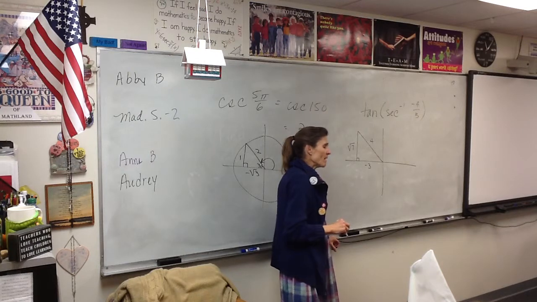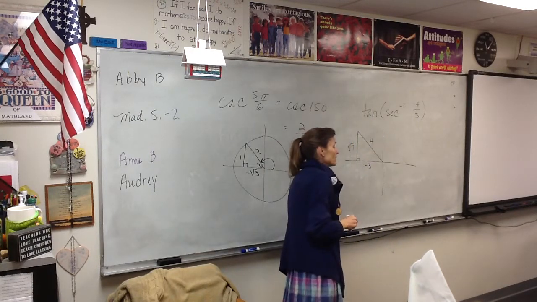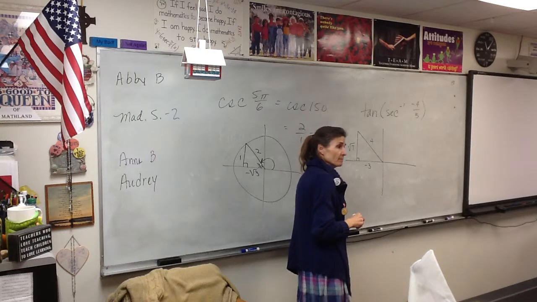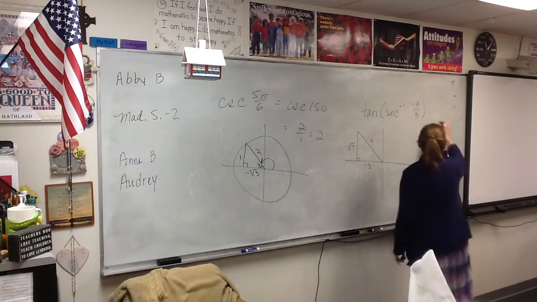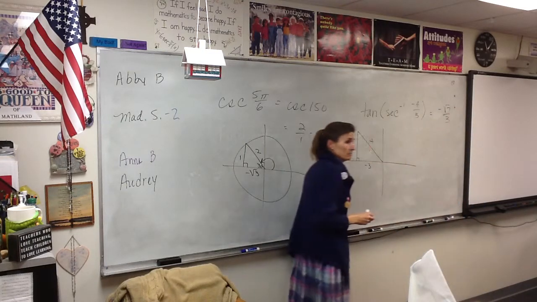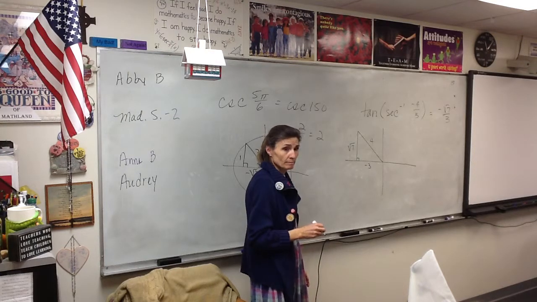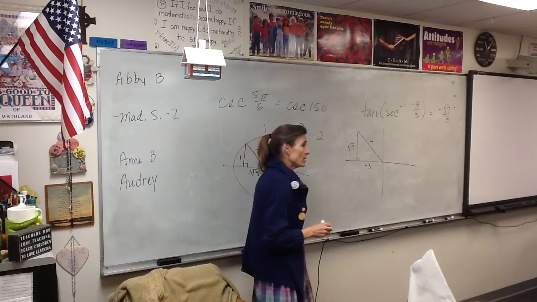And what do I want to know about that angle? The tangent. So the answer would be y over x, negative root 7 over 3. Is that okay? Yes. Now we're going to do it on our calculators.